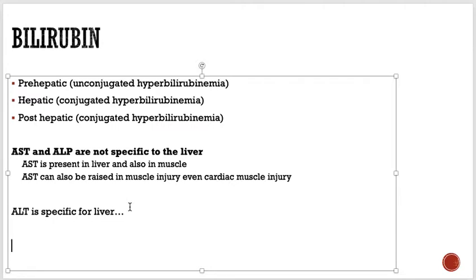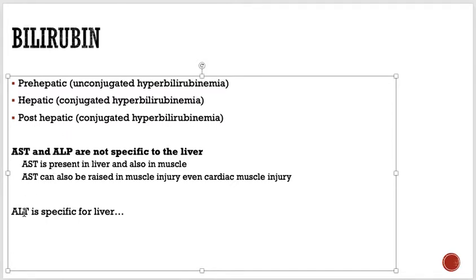Now remember this thing. I already told you the story of bilirubin. Why do we go for the conjugated and unconjugated one? Because we have to differentiate between prehepatic, hepatic, or posthepatic. Now, of course, if it is posthepatic, it is mostly due to obstructions. We will go for imaging, right?